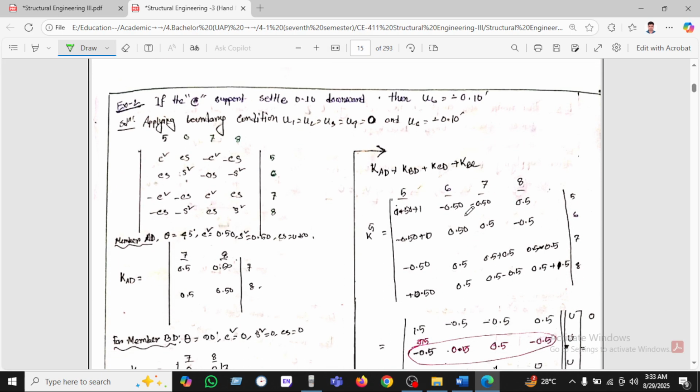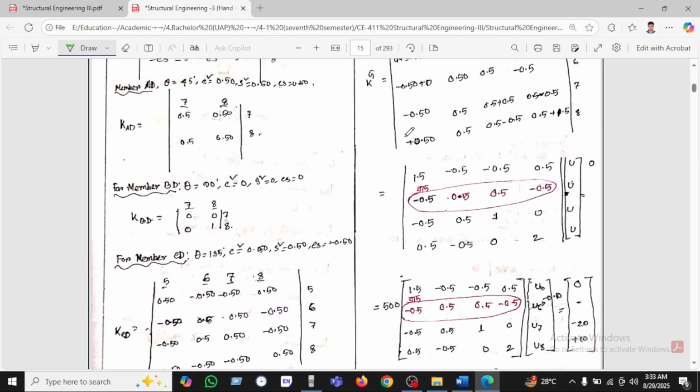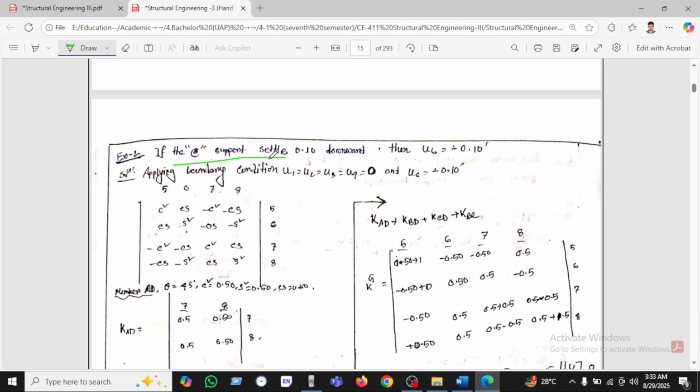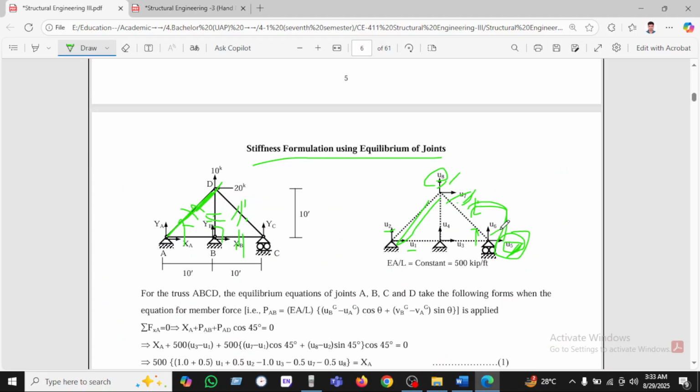Okay, let's see another example. If the support C settles down 0.1, so with the same equation, if we use the support C settling down, then 0.1 downward, and U6 is 0.10 feet. Then applying the BC condition, all will be 0, and U6 will be found 0.10. So this U6 is given below, so it will not be 0.